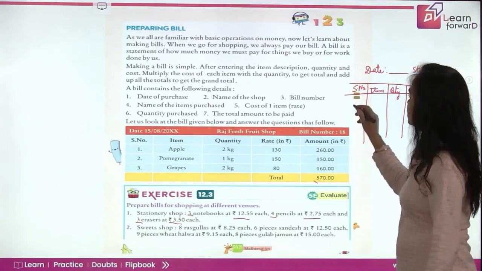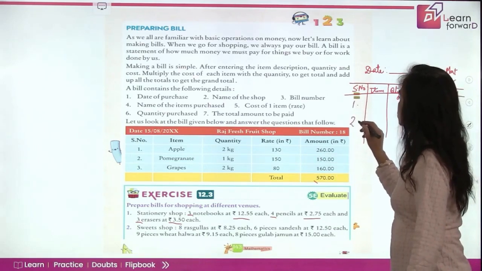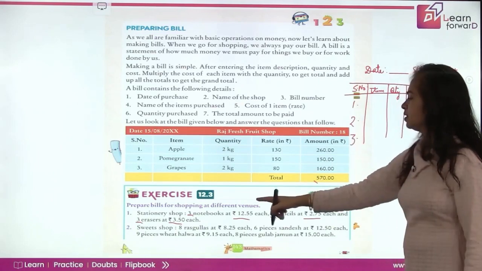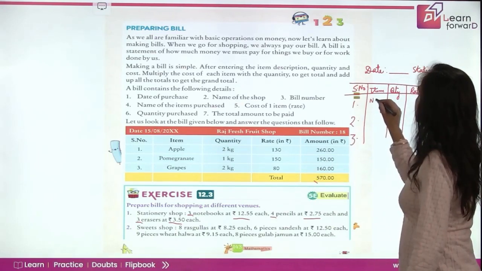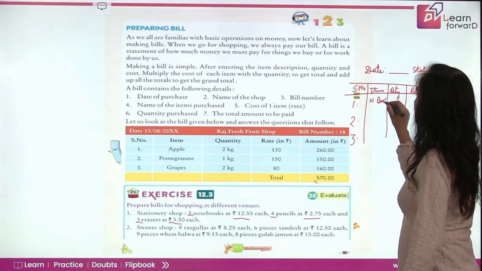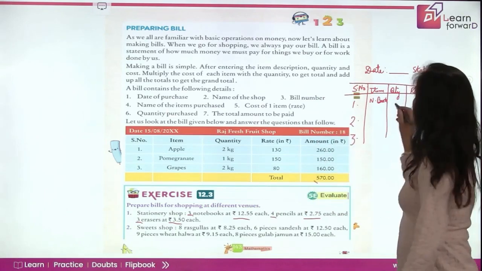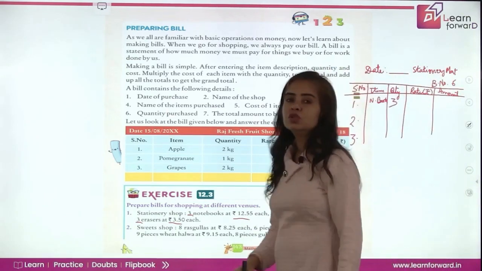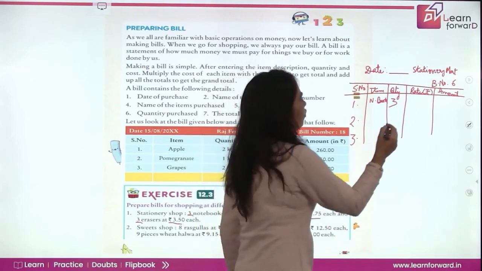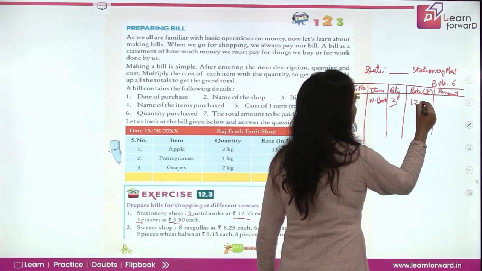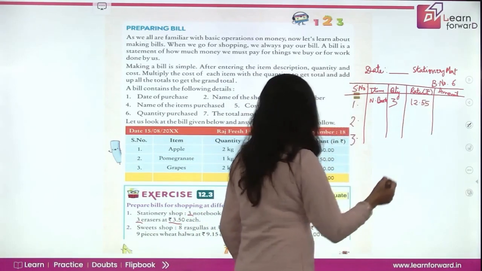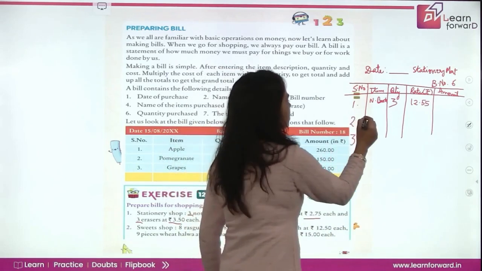How many items are we buying? 1, 2, 3. The first item is notebook. How many notebooks are you buying? 3 notebooks. What is the price of each notebook? Rupees 12.55. So 12.55. The second item you are buying is pencils.